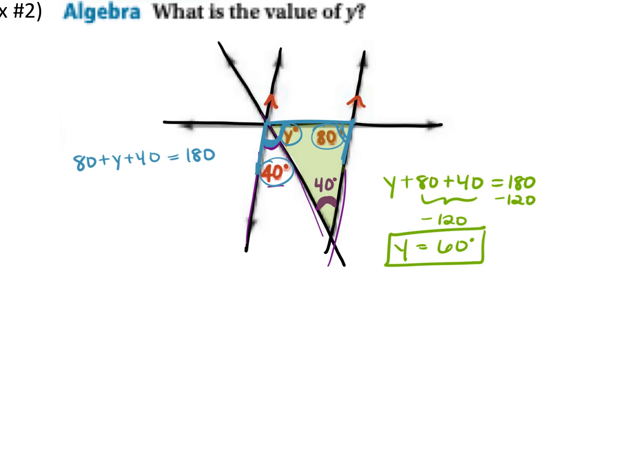But look at your work here. Y plus 80 plus 40. It's the same work. It gets you to the same spot. Y is going to be 60 regardless, okay? So just keep that in mind. And that is same side interiors, alternate interiors, correspondings, and alternate exteriors.